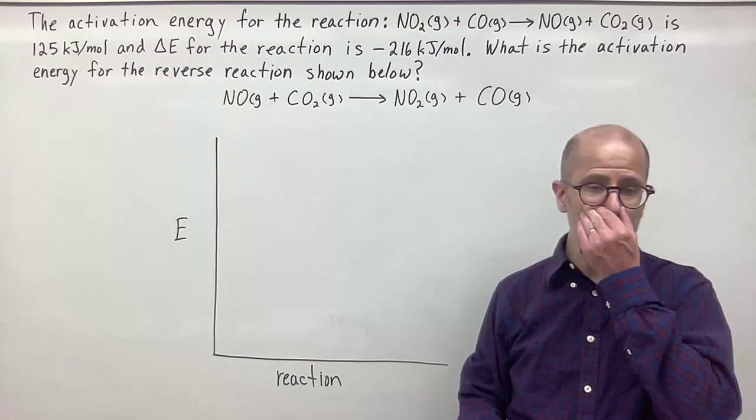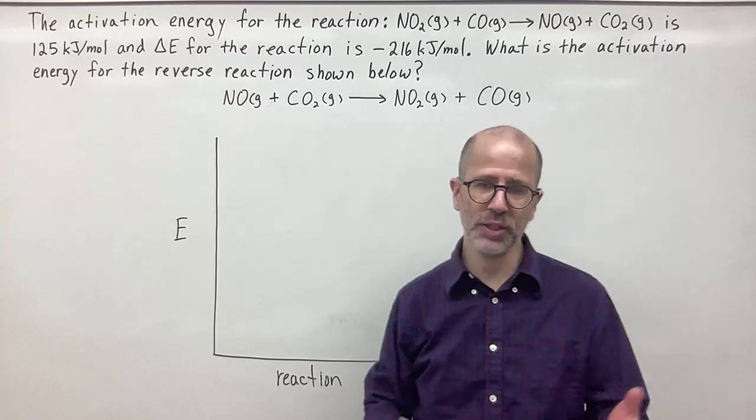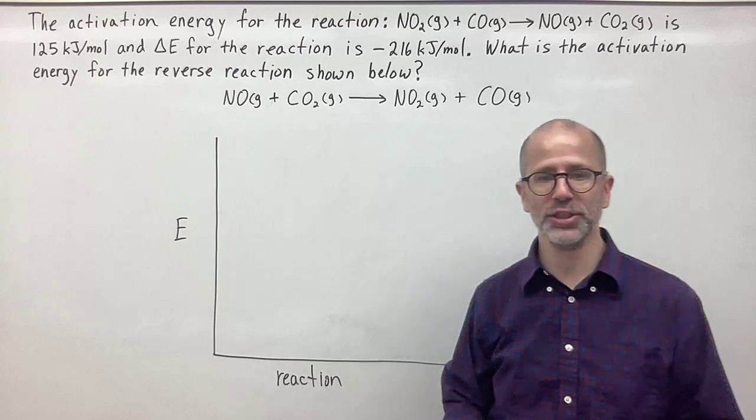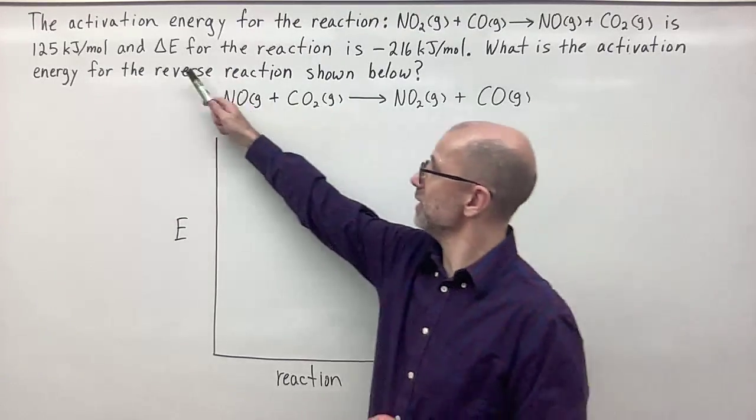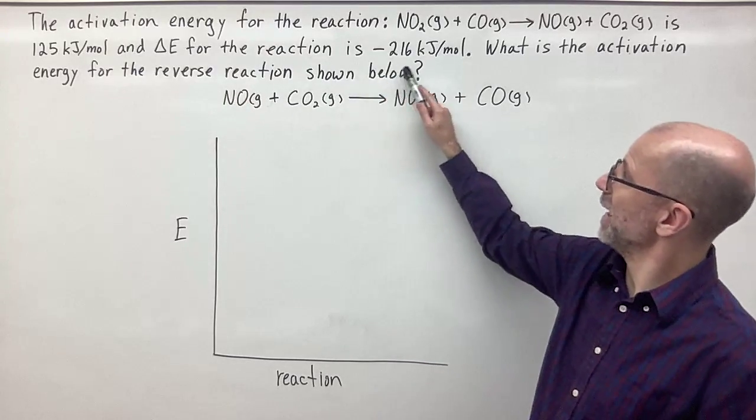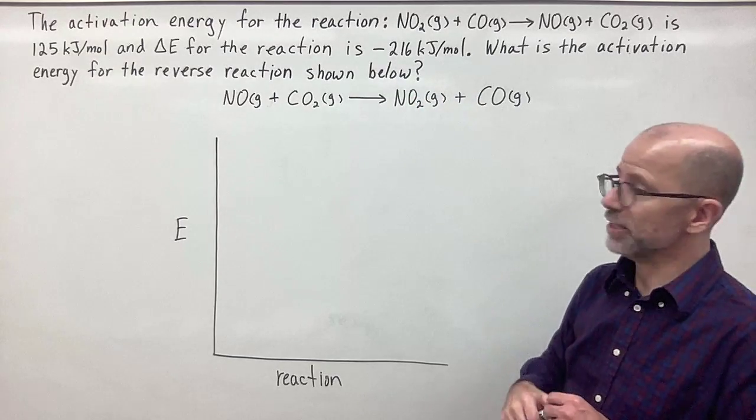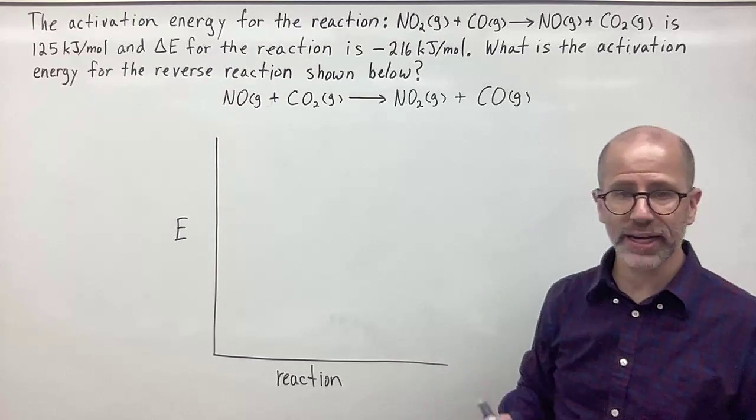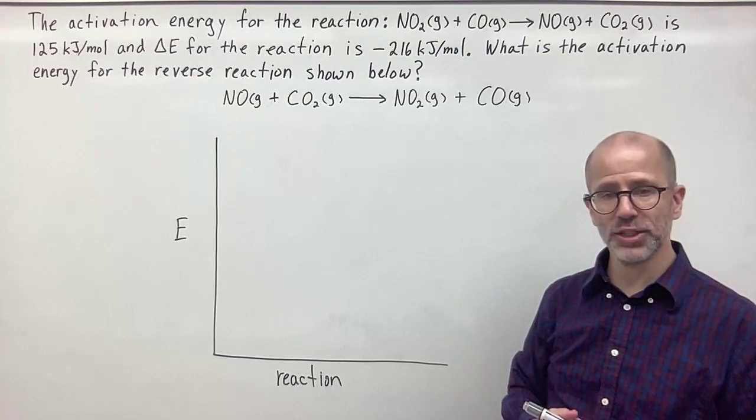So what we're going to need to do is write a reaction diagram. And so the first thing we need to know is whether this is an exothermic or endothermic reaction. And that's going to come from the delta E. And you'll notice that the delta E for the reaction here is a negative 216 kilojoules, right? So this is the reaction that we're given. So let's write the reaction diagram or energy diagram for this reaction.